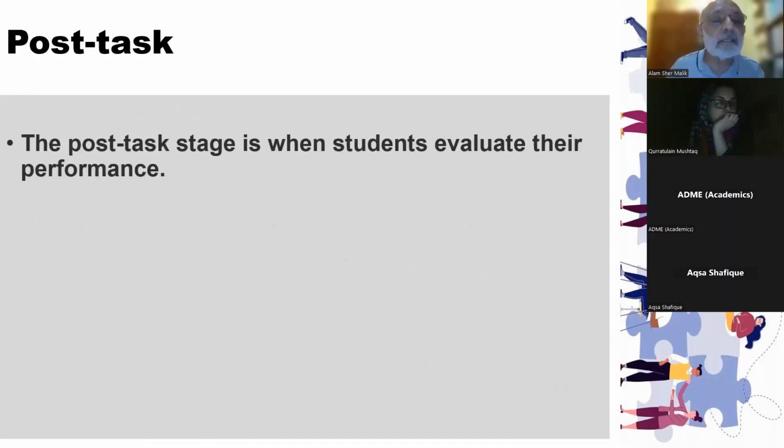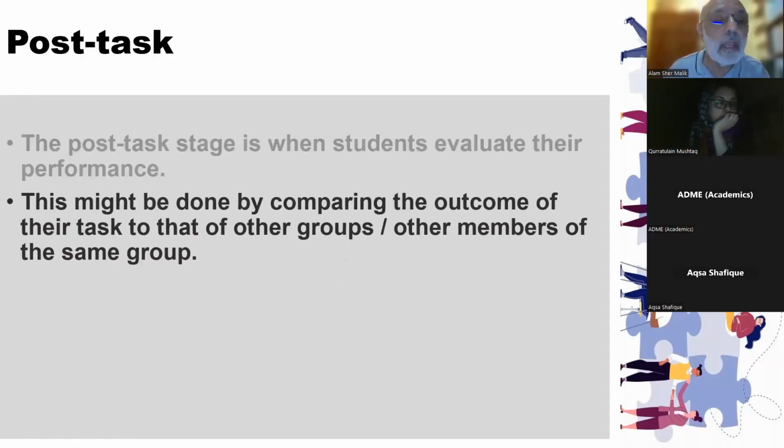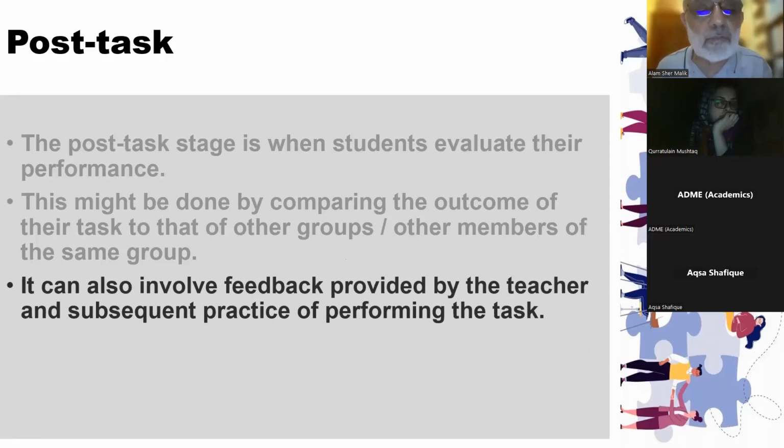And after the task, the post-task stage is when students evaluate their performance. This might be done by comparing the outcomes of their task to the other groups or other members of the same group. It can also involve feedback provided by the teacher and the subsequent practice of performing the task. For example, think about a group of 8 students who are going to perform the task. Students divide themselves into 4 groups. So every 2 students perform their task, and when they come back, all the 8 students present their findings and discuss with each other, and the reflection.